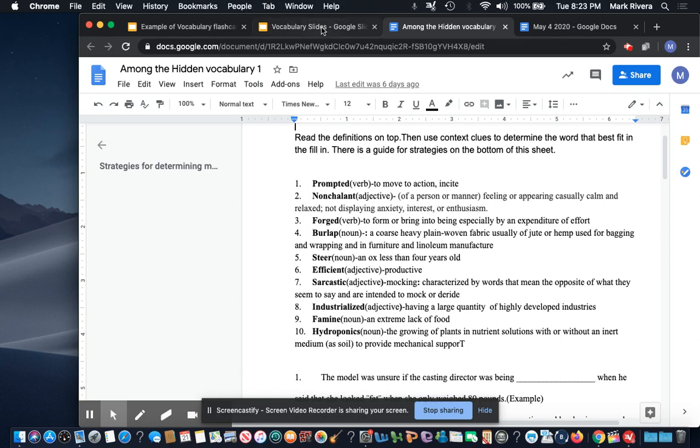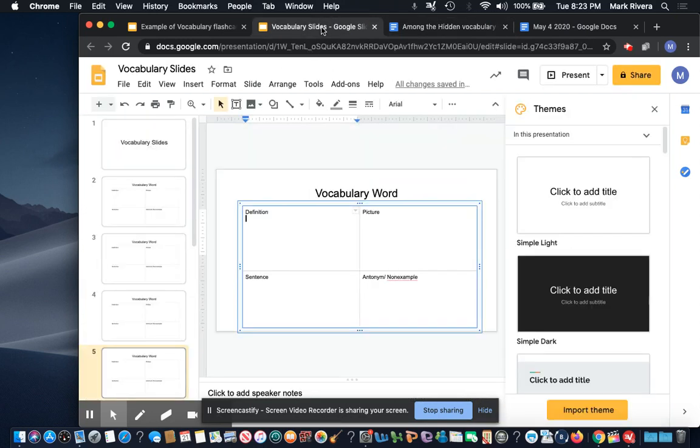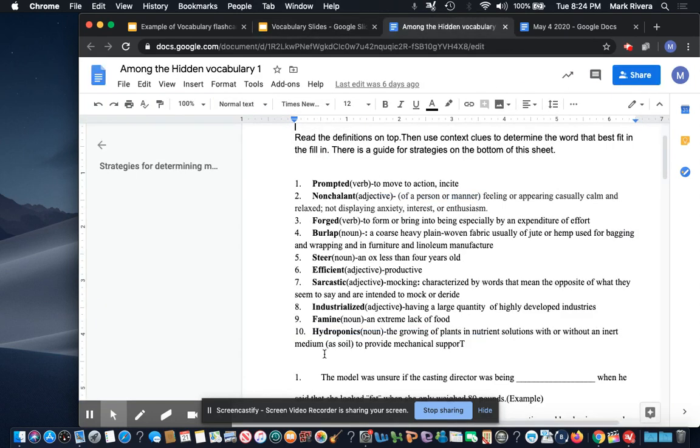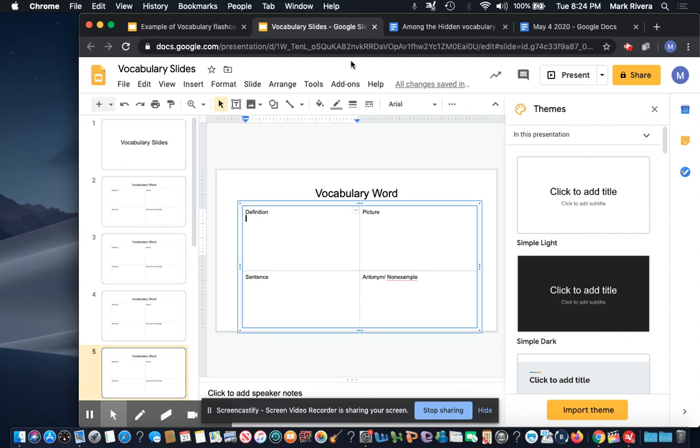All right, so let's take a look at the format first. This is what it looks like. You have 4 boxes in front of you that show you what you need to have inside each one of your slides for each word. You're going to do all 10 words. The words are here, from prompted all the way to hydroponics. This first column is the definition, so you can use the exact definition that you see on that sheet. The second thing you need is a picture that represents what that word means, which goes here.